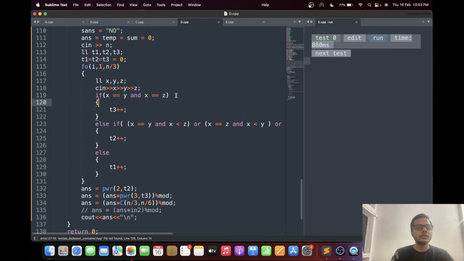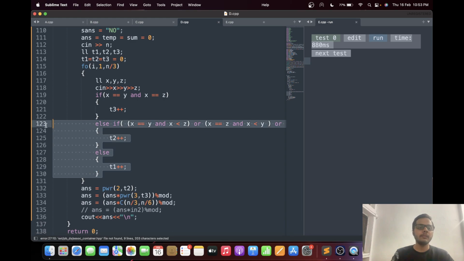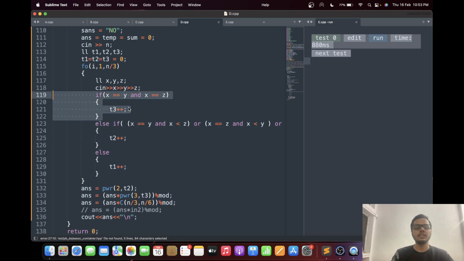All you have to do is just figure out how many triangles you have of the three types. So if all the edges are the same, then it's a type 3 triangle. If any two are the same and it is less than the third, then it's a type 2 triangle. Otherwise, it's a type 1 triangle.